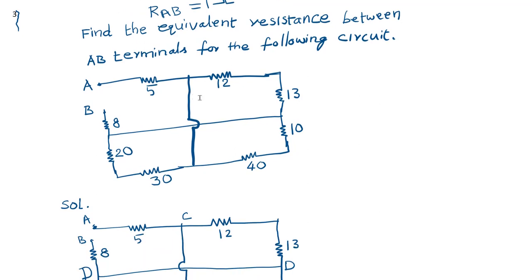If you look at this, you have the terminal A and this is the terminal B, and here this is 5 ohms and this is 12 ohms, this is 13 ohms, this is 10 ohms, this is 40 ohms, this is 30 ohms, 20 ohms, 8 ohms. So if you observe properly, here there is an extra wire coming from here to here. But there is no element between this and this. There is only one wire connected.